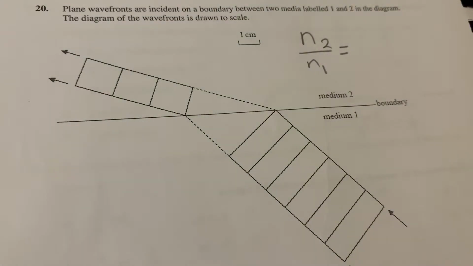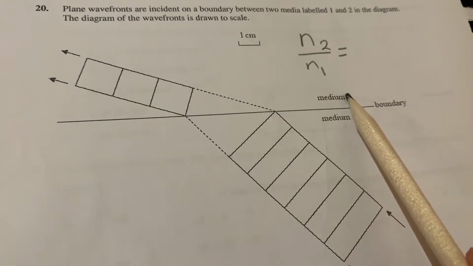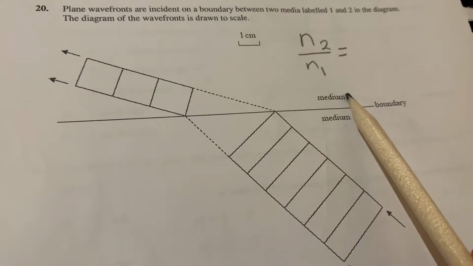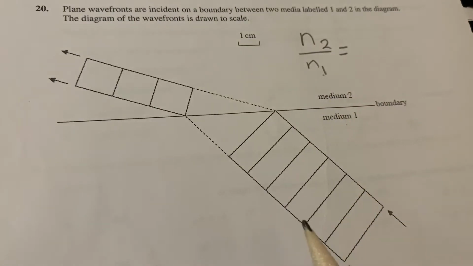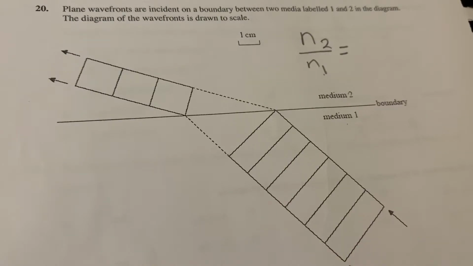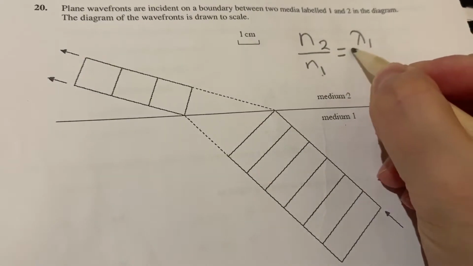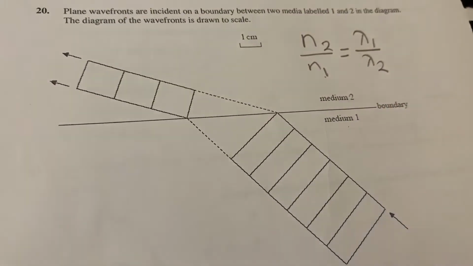Question number 20 gives us a diagram where plane wavefronts are incident on a boundary between media labeled 1 and 2 in the diagram. This is medium 1 and that is medium 2. And the question asks the ratio of the refractive index of medium 2 to the medium of 1. Now, from the diagram, we can't relate to the speeds, we can't relate to the angles as we don't know what they are, but we can measure the wavelengths. So index of refraction and wavelength is inversely proportional. So I'm going to complete it like this to find our answer.